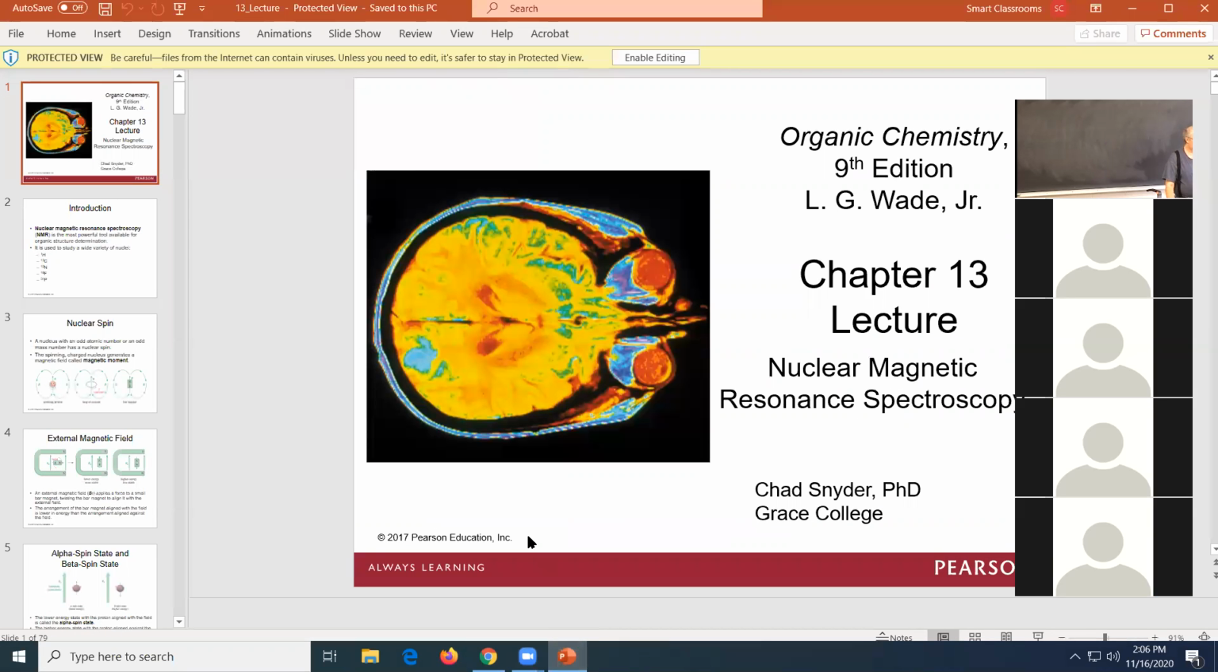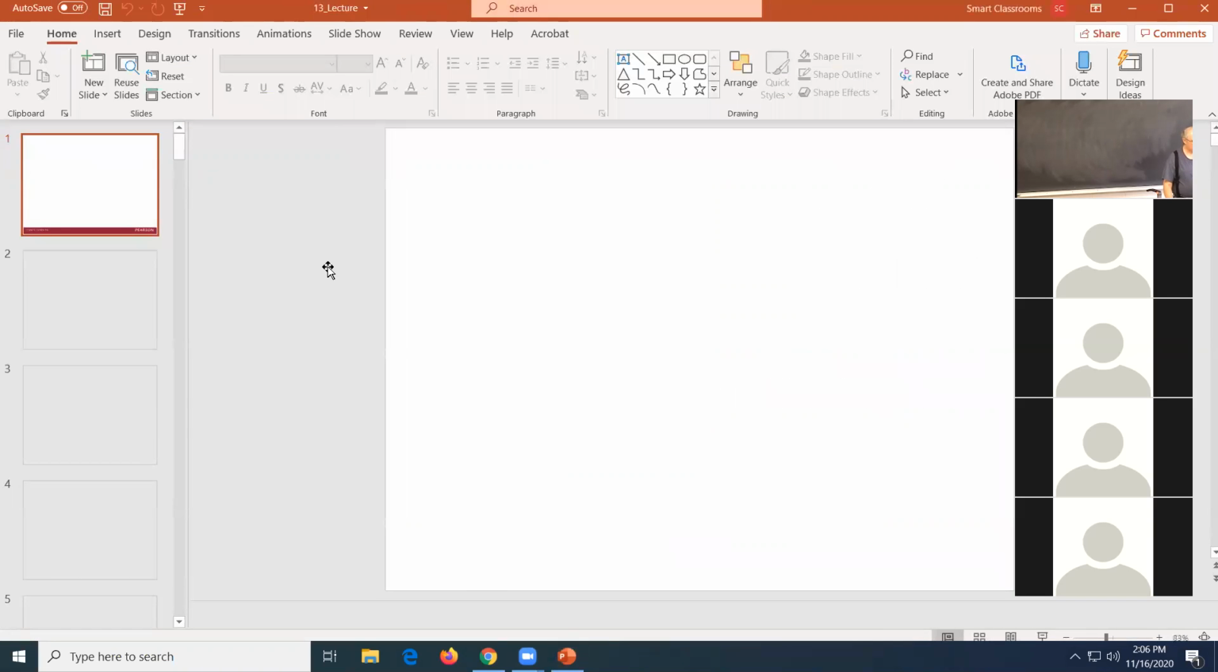Okay, we're going to take a look at nuclear magnetic resonance spectroscopy today. This will overlap both lecture and lab.